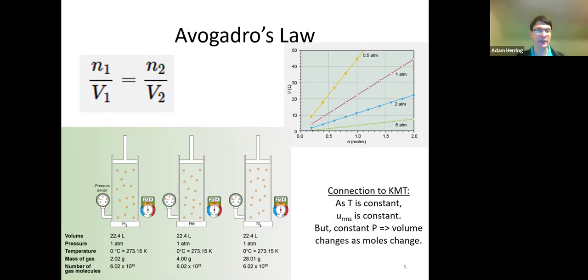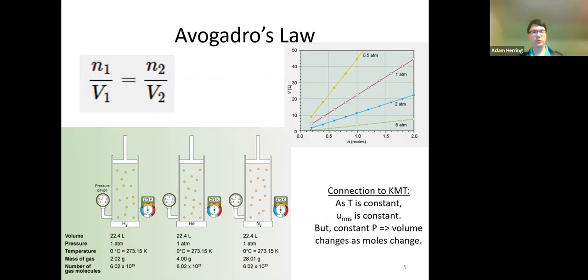And again, this is related to the kinetic molecular theory. That is, because the temperature is constant and the speeds are constant, and because we also have constant pressure, the volume changes must be a result of the number of particles and the space that they as a collection occupy.